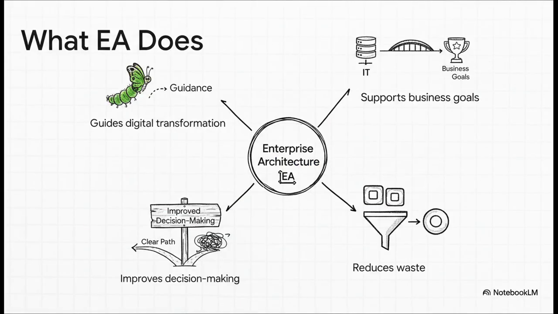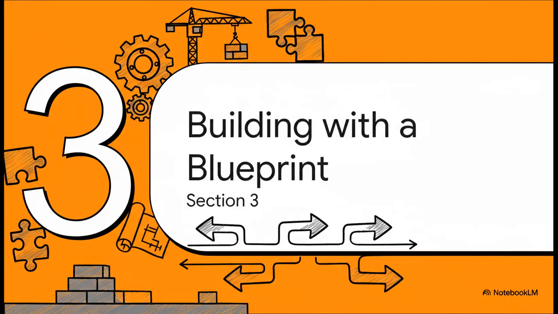So what does this blueprint actually do for you? Well, first, it acts like a bridge, making sure your tech is actually helping you meet your business goals. It also works like a filter, cutting out waste by getting rid of all those duplicate systems we talked about. And finally, it serves as a compass, helping you make smarter decisions and guiding you through massive changes, like a digital transformation. So, now we have this blueprint, but how do we actually use it to build something solid and reliable? Let's get practical and look at the process.